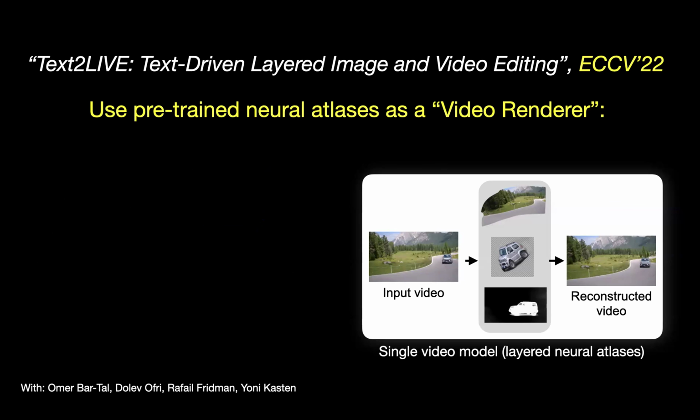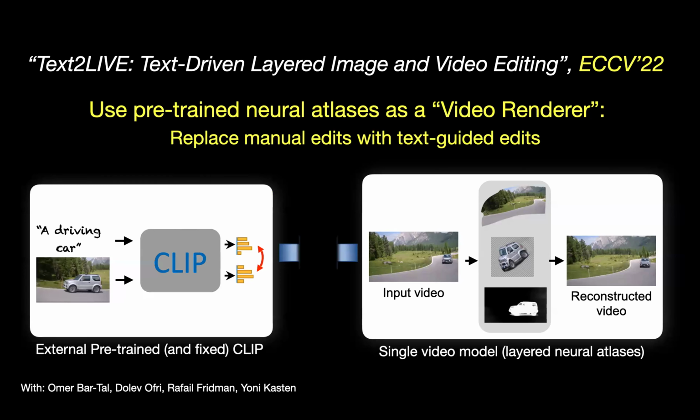We obtain it. And then the key idea is to replace the manual edits that I showed you with text-driven edits that will be applied automatically. In order to achieve that, we combine the neural atlas representation with the external priors learned by CLIP.